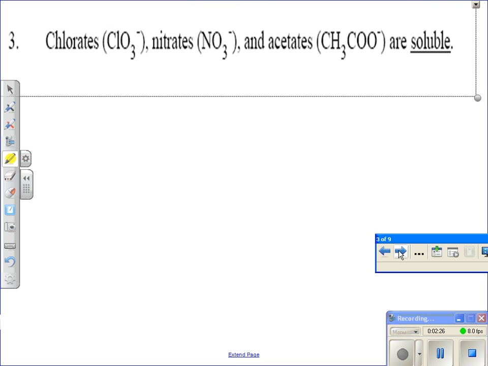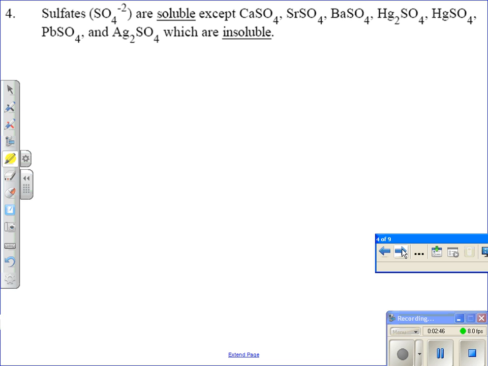Next rule, chlorates, nitrates, and acetates. If it contains ClO3, NO3, or acetate, it's always soluble. Always, like rule number 1. So if that's the case, you know rule number 1, you know rule number 3, it automatically makes it easy to determine. Rule number 4, sulfates.